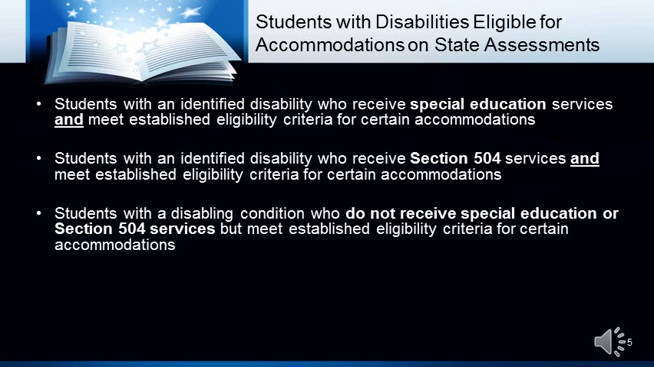How do we determine if a student with a disability is allowed to have an accommodation for a state assessment? Well, there are three types of students who should be considered. The first would be a special education student who meets established criteria for certain accommodations. The second is a student receiving 504 services and meets established criteria for certain accommodations. And lastly would be a student who has a disabling condition who does not receive special education nor 504 but meets established eligibility criteria for certain accommodations.